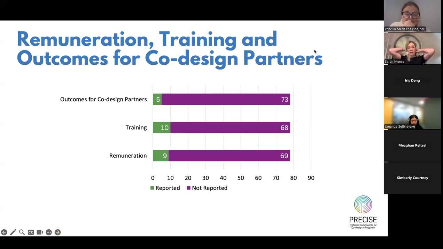We're hearing a lot about, of course, the importance of remuneration. So not compensation, but paying partners for their expertise, and then also training, which increasingly we're discussing, and then the outcomes for co-design partners. So again, in the minority of studies, these aspects were reported on, and certainly this finding will be particularly influential in terms of the guideline itself. I think that element is sure to be included.